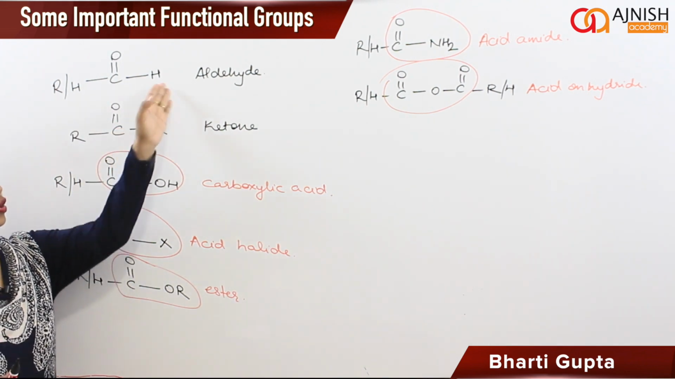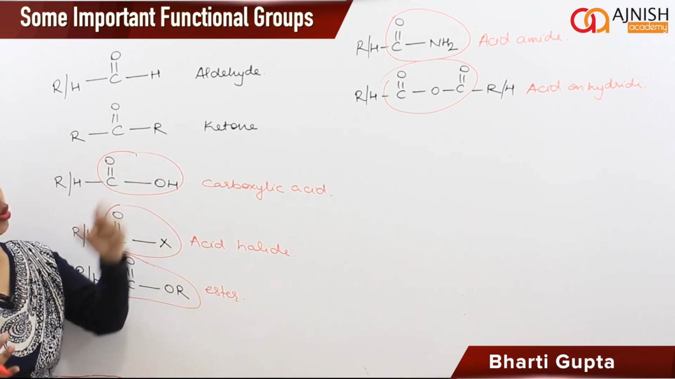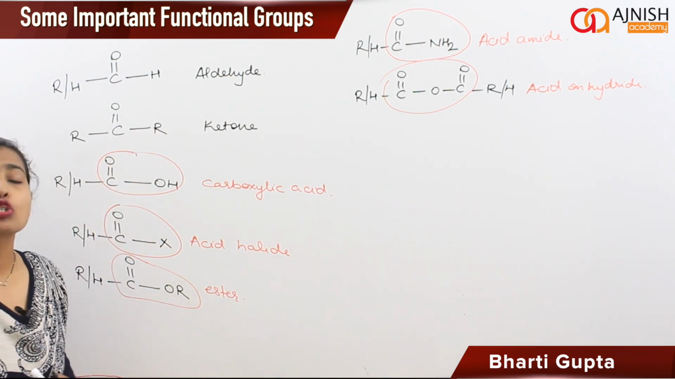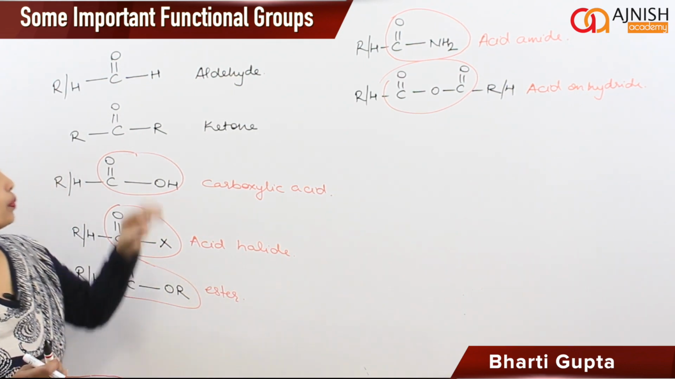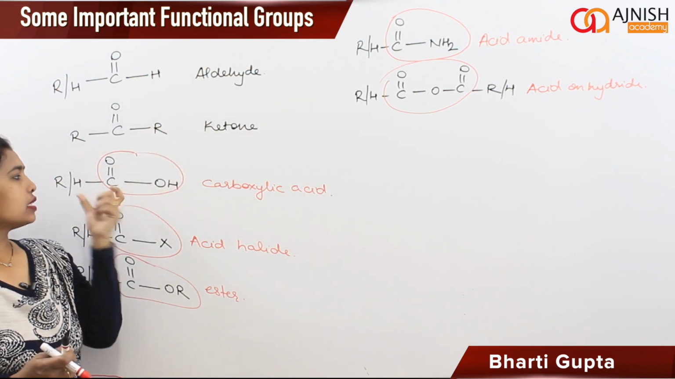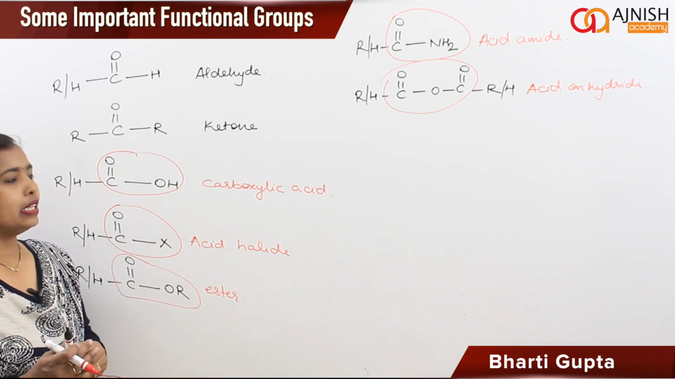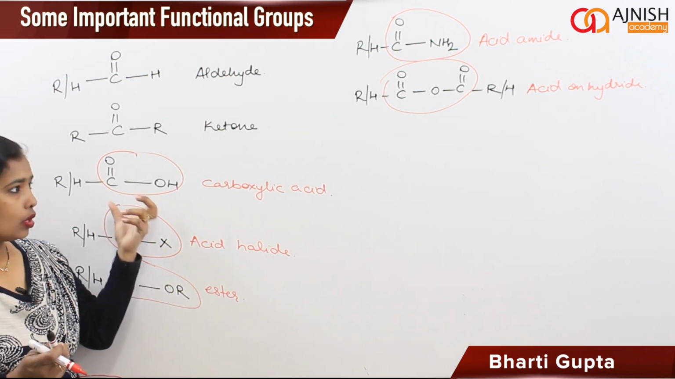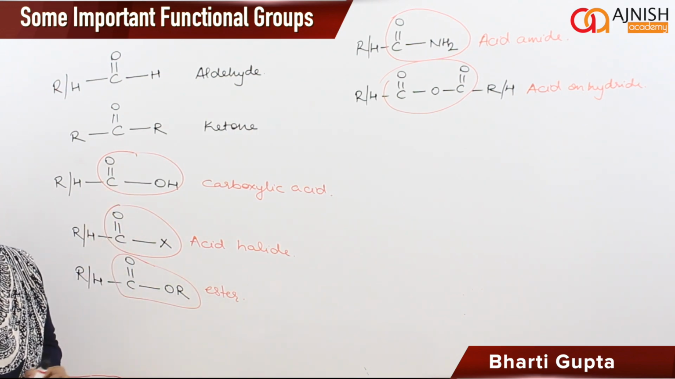Aldehyde and ketones are generally called carbonyl compounds, and broadly speaking, these all compounds are called carbonyl compounds. Carbonyl compounds means compounds having a CO group. The CO group is called the carbonyl group. So aldehyde and ketones come in one category of carbonyl compounds, and this is carboxylic acid, and acid halide, ester, anhydride and amide are acid derivatives. So these are functional groups containing C double bond O.